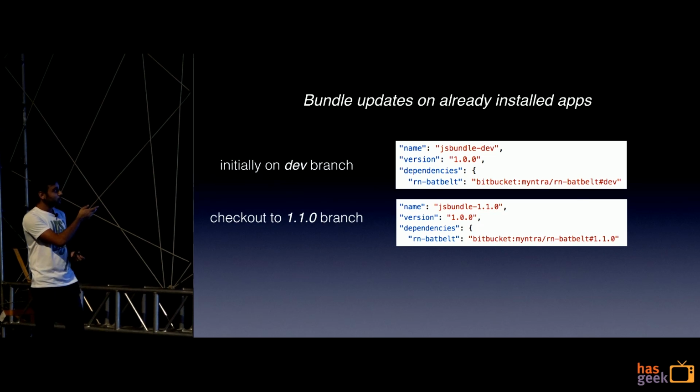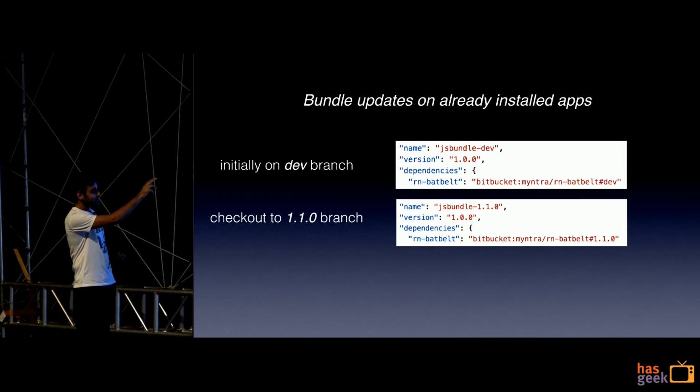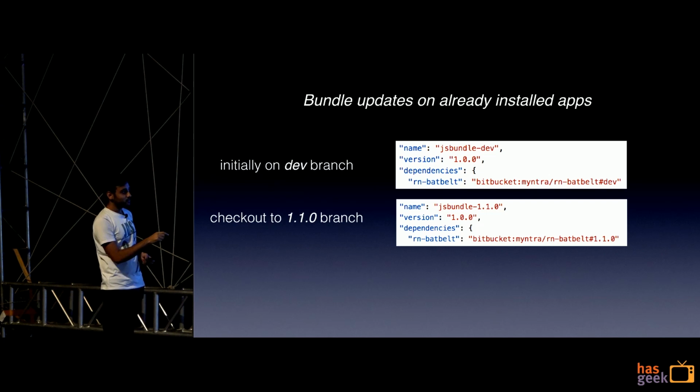So you check out your 1.1.0 release branch, and there the existing package.json looks something like this. Your JS bundle is jsbundle-1.1.0. The version is the one that got packaged with the app, which is 1.0.0. And rn-bad-build is pointing to that release branch that we created, which is named the same as the app version, which is 1.1.